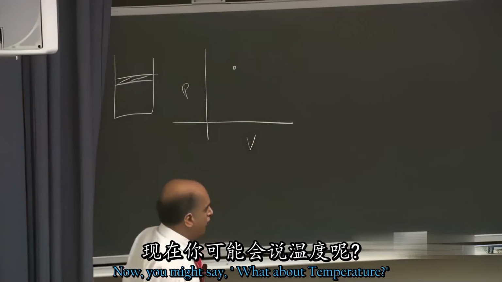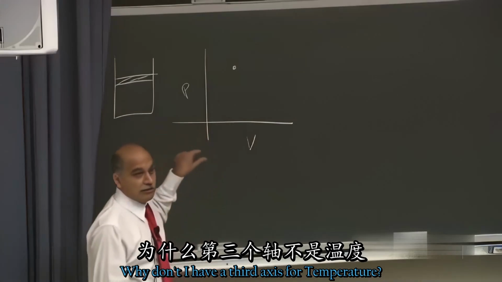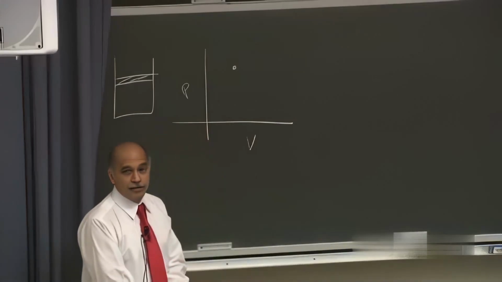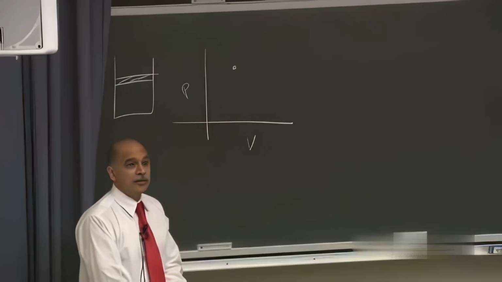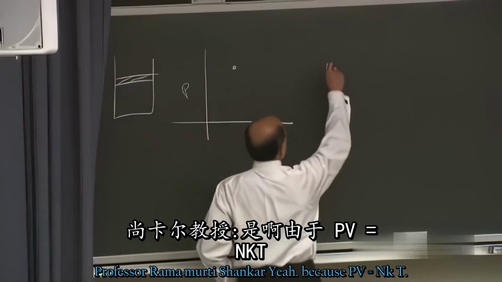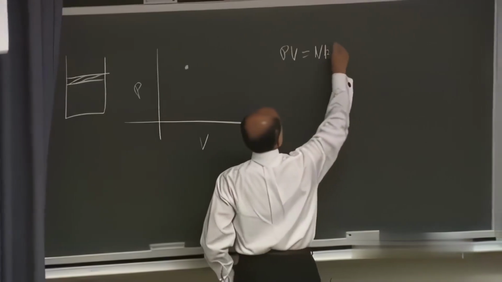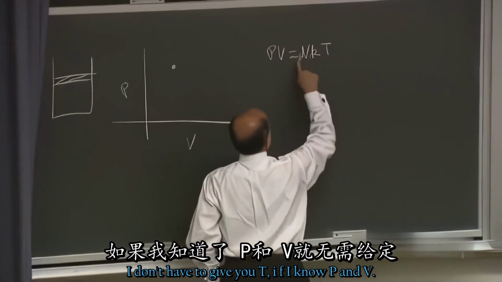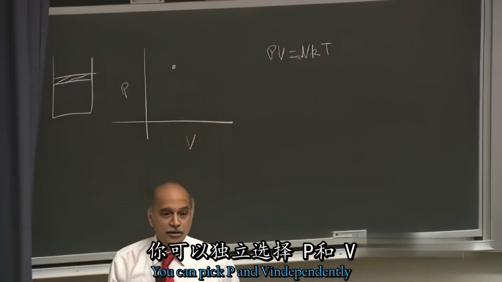Now you might say, what about temperature? Why don't I have a third axis for temperature? Why is that also not a property? Yes? Pressure and volume uniquely determine the temperature. Yeah, because PV equals NkT, I don't have to give you T if I know P and V. It's not an independent thing you can pick. You can pick P and V independently, you cannot pick T.